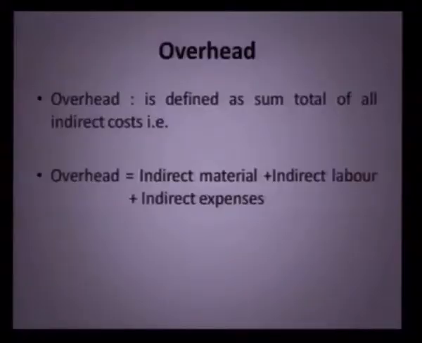Exactly what do we mean by the term overheads? Overheads are basically indirect costs. Overheads are the sum total of indirect material, indirect labor and indirect expenses. All indirect costs are clubbed together, known as overhead. And all direct costs, that is direct material, direct expenses and direct labor, are clubbed together and known as prime cost. So basically the cost can be divided into 2 parts, that is prime cost and overheads.